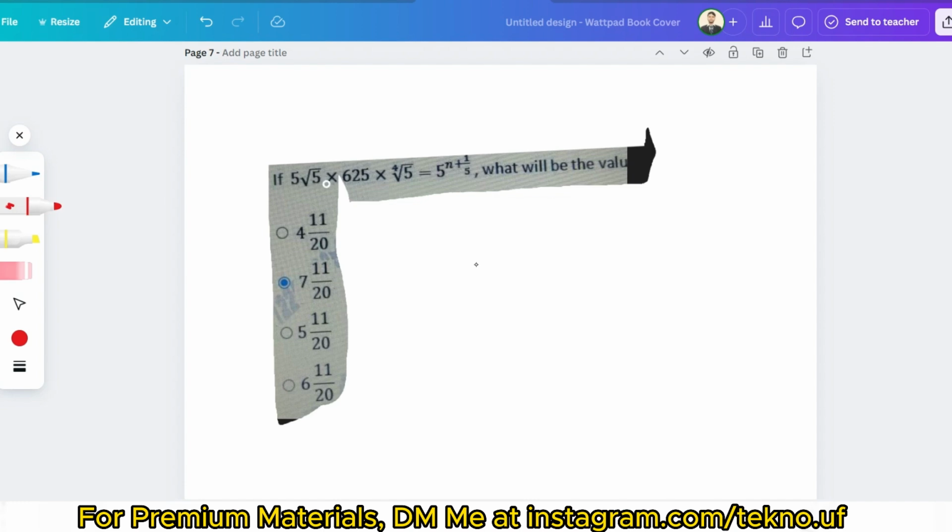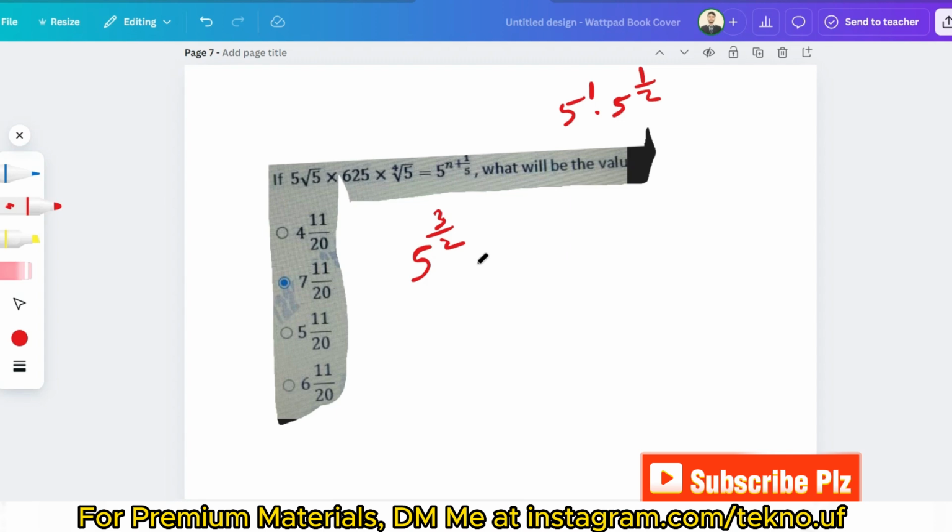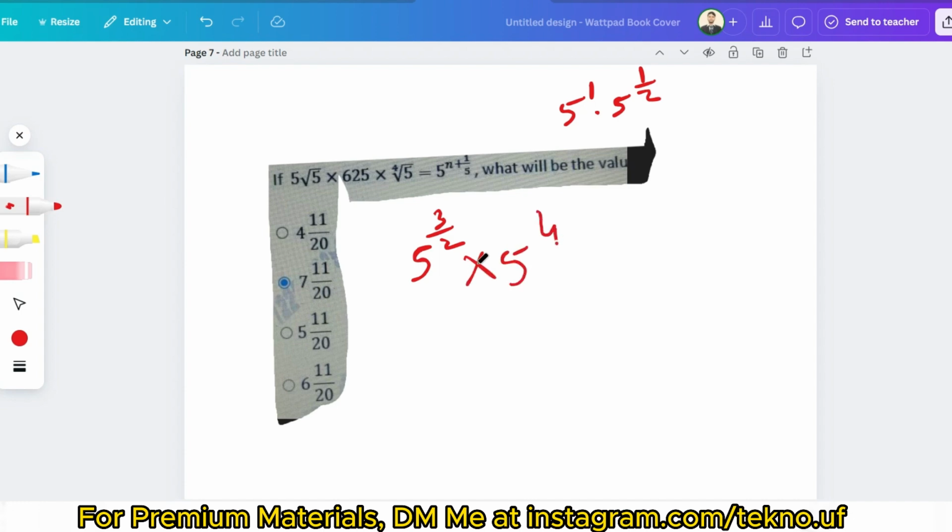So 5 root 5 into 625 and so on. Let me solve it. 5 root 5 means root 5 is 5 to the power 1 by 2, so 5 into 5 to the power 1 by 2. I hope you know 5 to the power 1 into 5 to the power 1 by 2. Root means to the power 1 by 2. If this is in multiplication form, the exponents are added, so 1 plus 1 by 2 is equal to 3 by 2. So 5 to the power 3 by 2 into 625. 625 is 5 to the power 4.